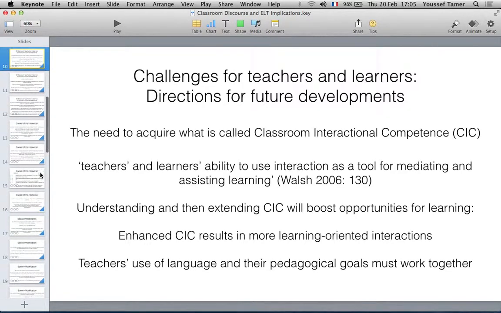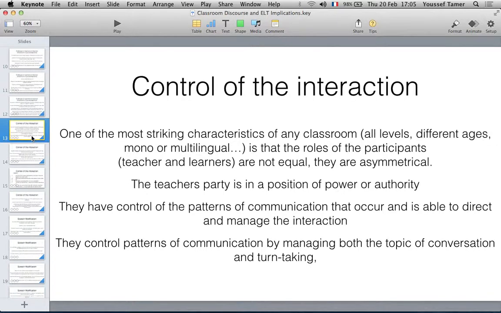Then we started talking about what? We started talking about the features, characteristics of classroom discourse. The first thing we mentioned was control of interaction, in the sense that the teacher is the controller. He controls everything about classroom interaction. He controls everything about communication and interaction inside the classroom setting.